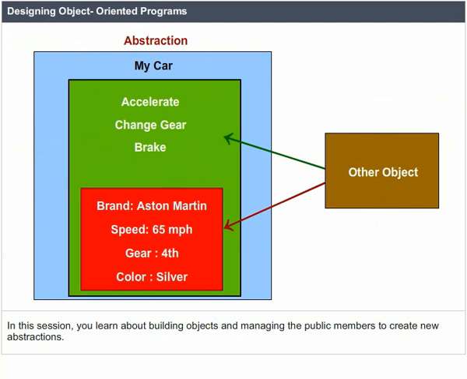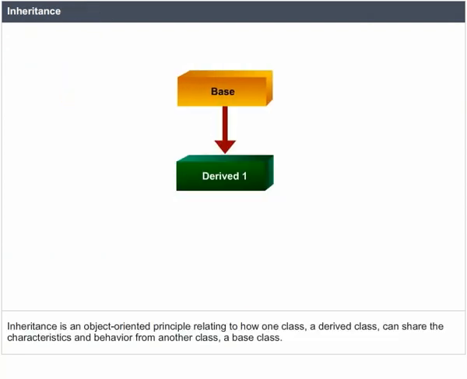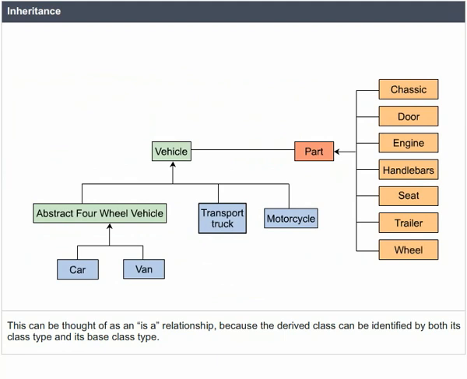Inheritance. Inheritance is an object-oriented principle relating to how one class, a derived class, can share the characteristics and behavior from another class, a base class. This can be thought of as an is-a relationship because the derived class can be identified by both its class type and its base class type.